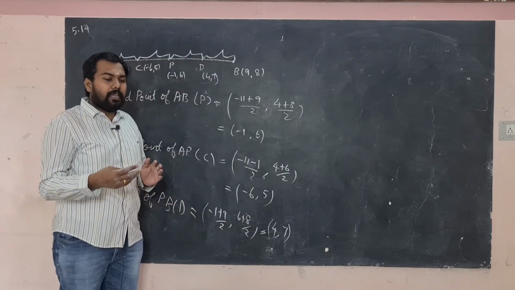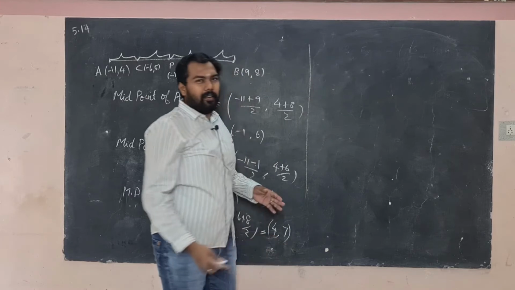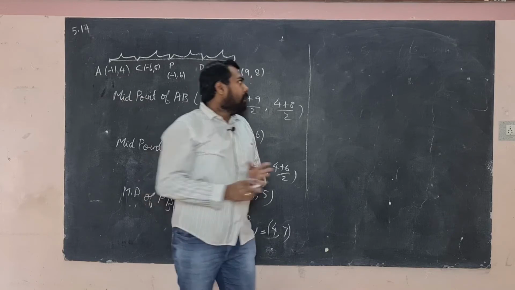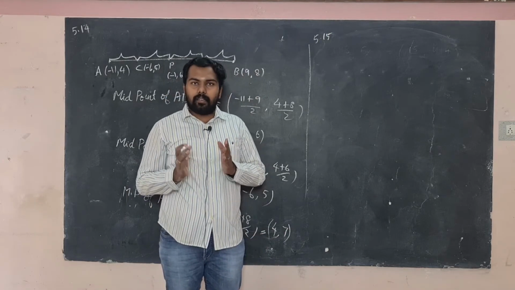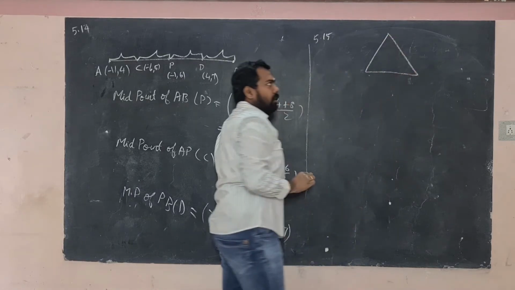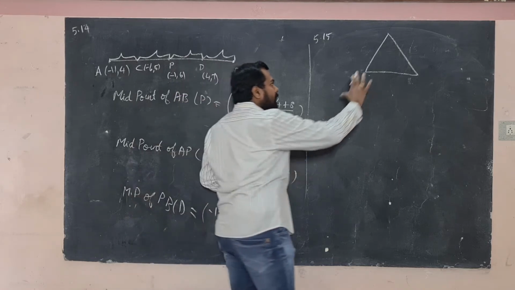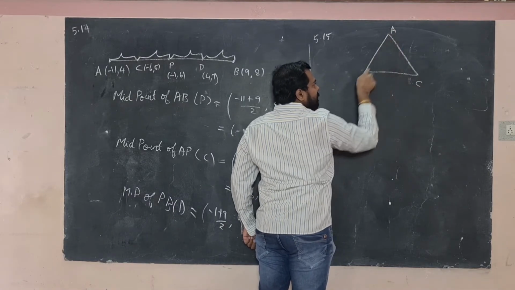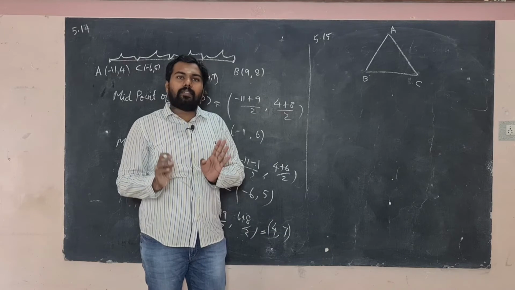Okay, so next one is example 5.15. Here it is a little bit complicated. It is a lengthy process, but it is very, very simple. What they have given in example 5.15 is the midpoints of the sides of a triangle. So there is a triangle, with sides A, B, C. They have given the midpoint of AB, the midpoint of AC, and the midpoint of BC. So they have given the midpoints of the sides of a triangle.